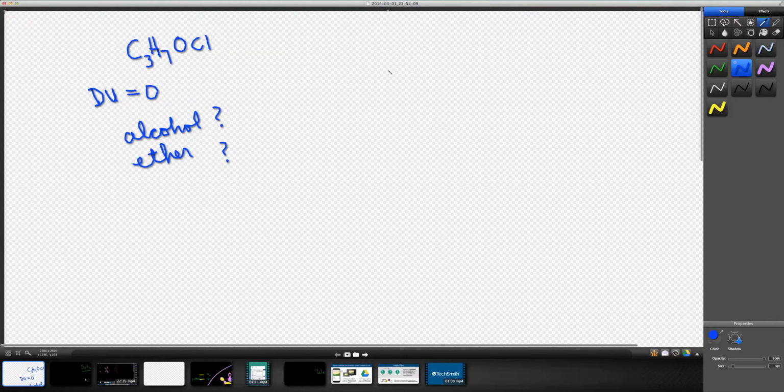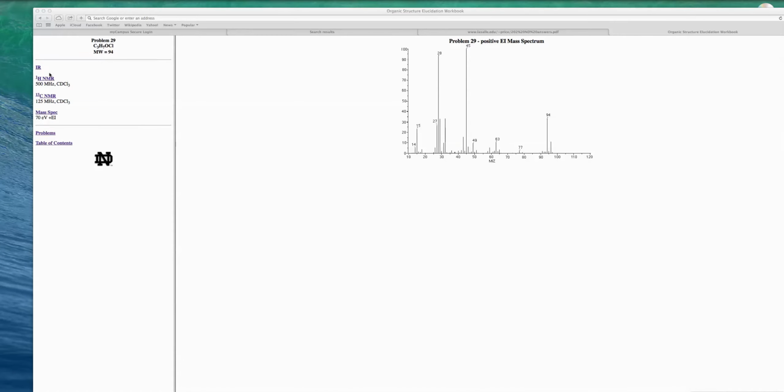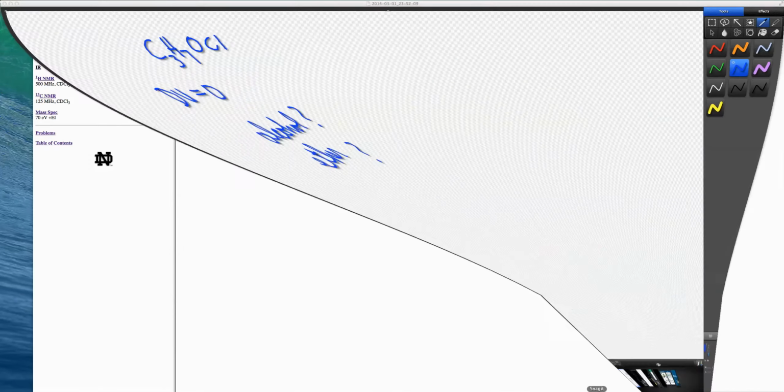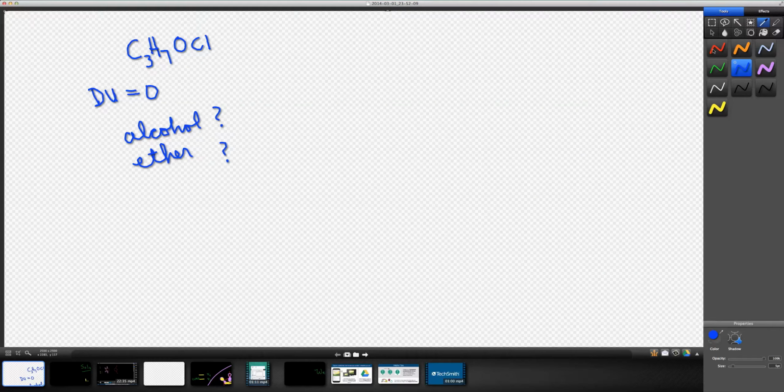So to answer these questions quickly, we simply want to take a look at the IR spectrum. So let's do that. And in the IR spectrum, notice that there is absolutely no OH stretch. We've answered the first important question. We have an ether. An ether, you get that or you don't.